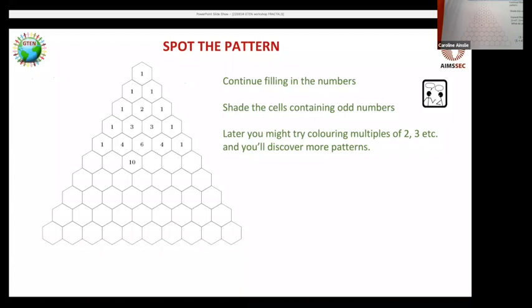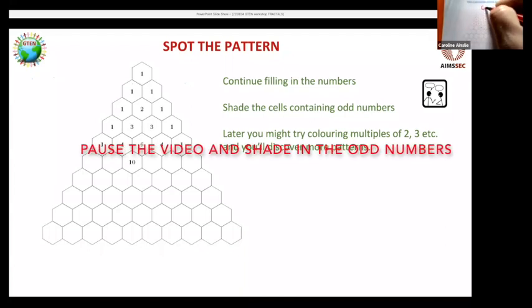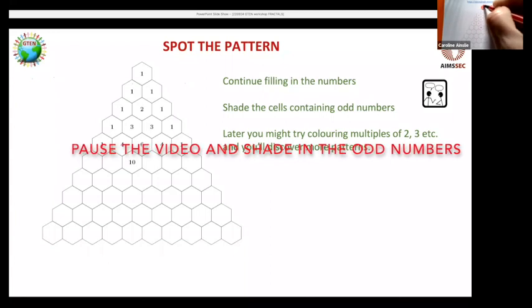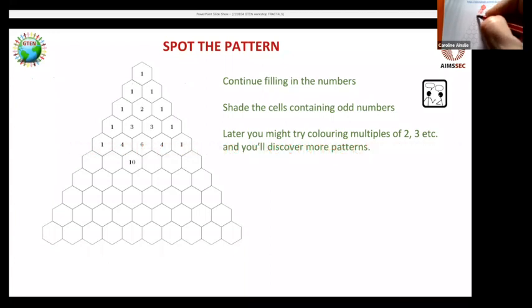Now, the next thing we want you to do is to shade the cells containing odd numbers. Why don't you just start doing that, Caroline? Just shade them quickly, the ones containing odd numbers, and we'd like you to do it too. It may come as a surprise to you what happens. Caroline's noticing that they're all ones down the left and right, so she must shade all of those, and she's shading all the odd ones.